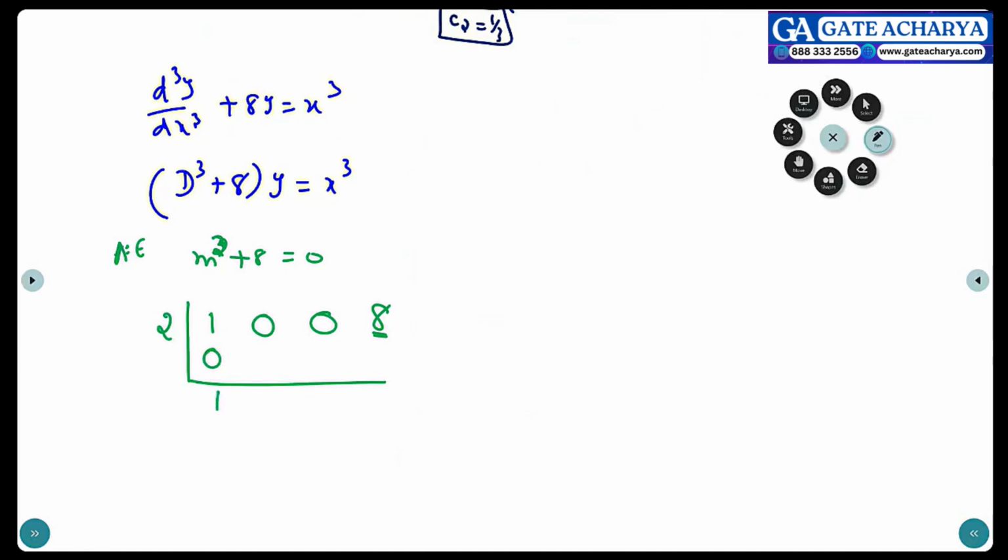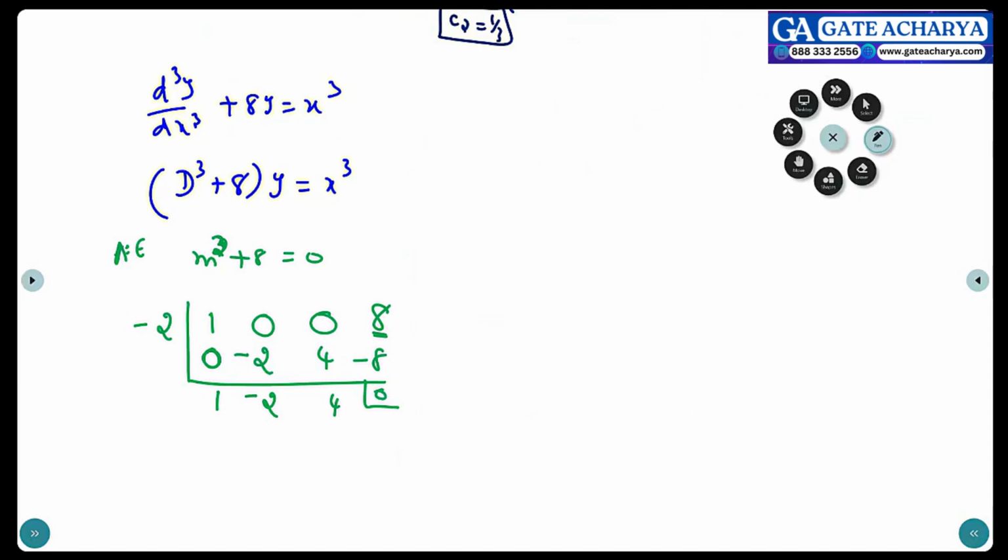Put it as 0. 1 plus 0 is 1. Multiply by 2 is 2. Sum is 2, product is 4. Sum is 4, product is 8. But the sum is not 0. Therefore, we change the sign to minus 2. Put it again, it is 0. 1 plus 0 is 1, and the product is minus 2. Sum is minus 2, product is plus 4, sum is 4, product is minus 8, and the remainder is 0.